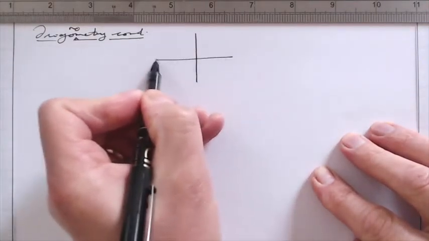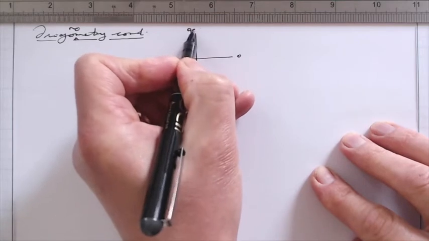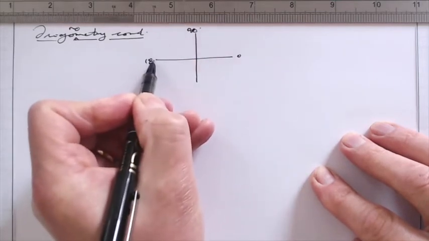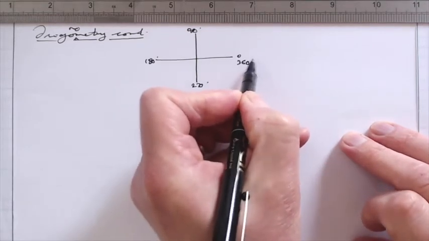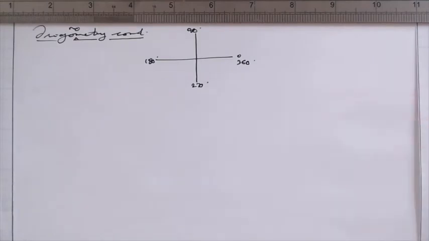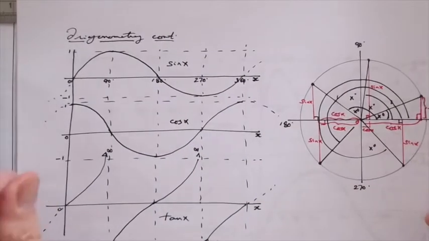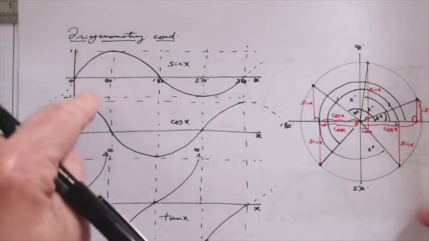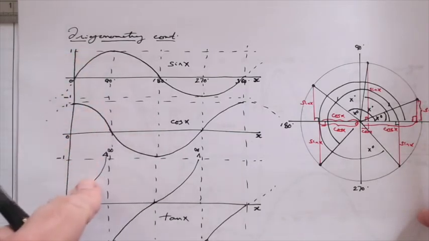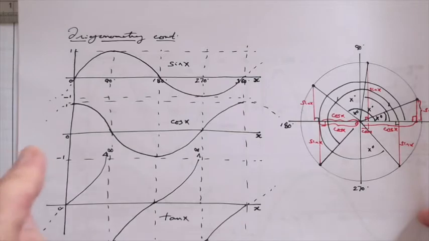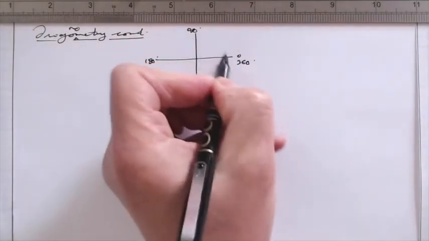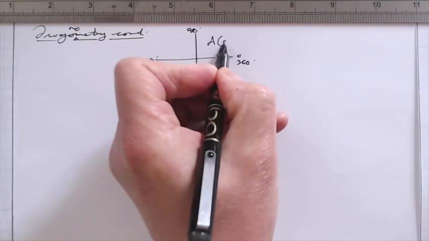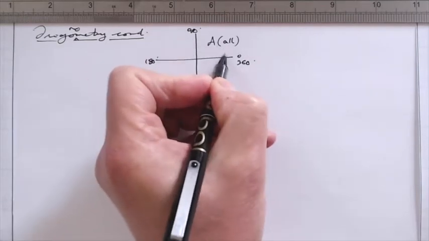So you make this sort of cross here. We're going to talk about these four quadrants, and we ask which of the three functions is positive in each quadrant. Now in the first quadrant, 0 to 90 degrees, all three functions are positive. In the second quadrant, only the sine is positive. Cos and tan become negative. So in the first quadrant then, we write A, which stands for all three functions are positive in that quadrant.